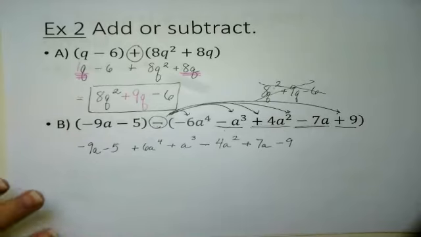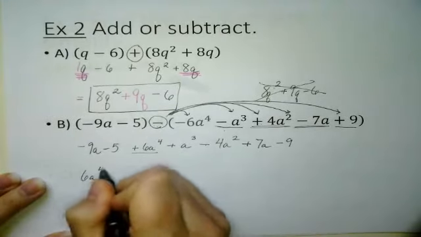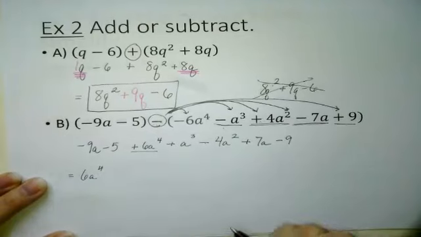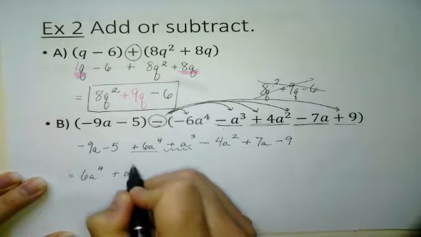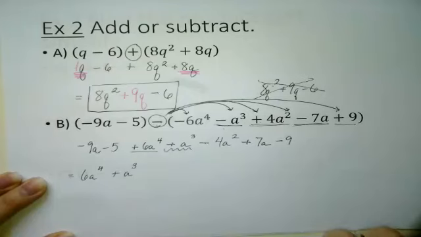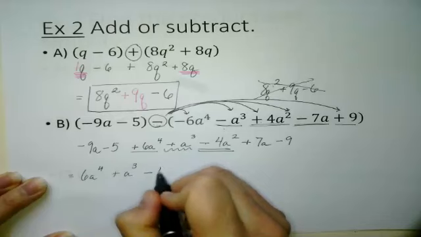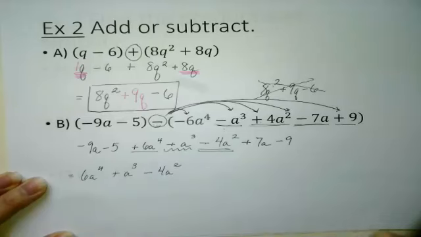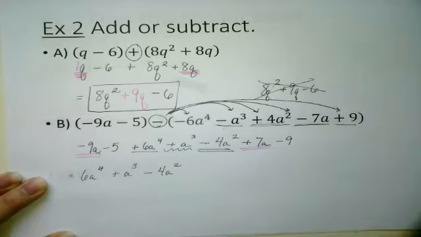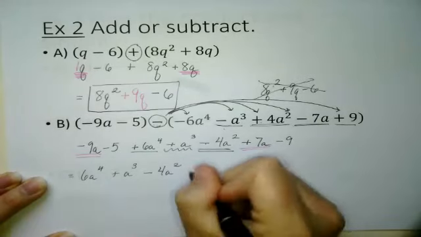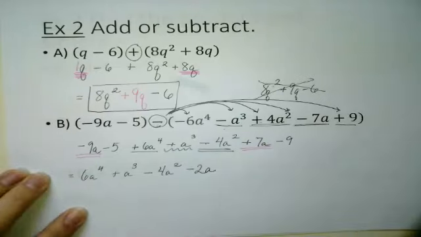Now we can combine like terms. 6a to the fourth doesn't have any friends, so 6a to the fourth. We have positive a cubed. Doesn't have any friends. Again, I have a negative 4a squared with no other like terms. So he stays. Now I've got something. I have a negative 9a and a positive 7a. A negative 9 and a positive 7 means there's 2 negatives left over. So negative 2a for that one.